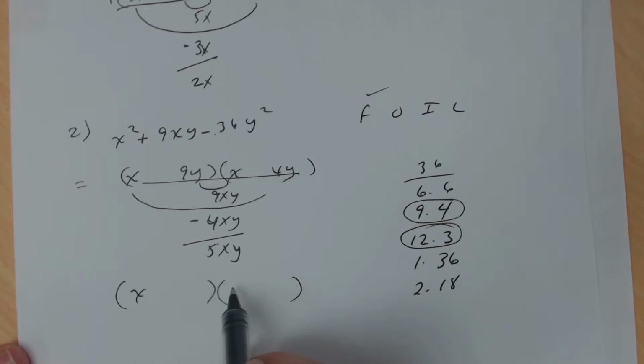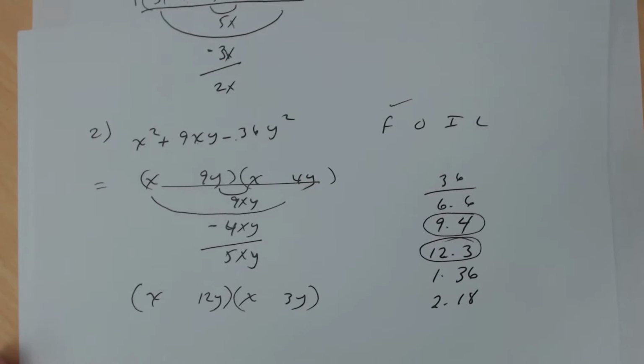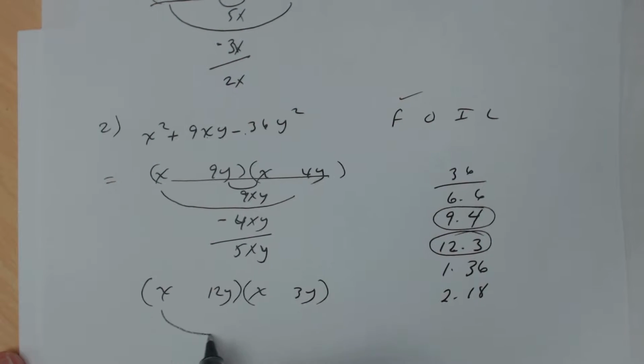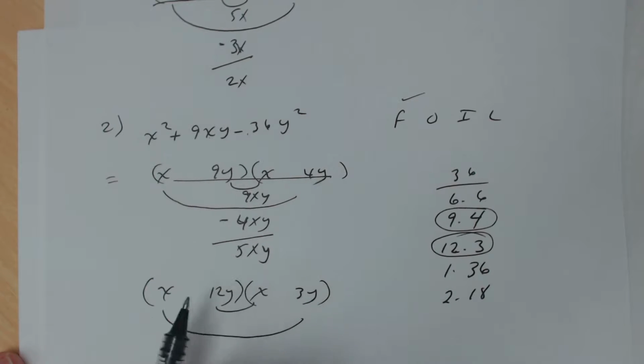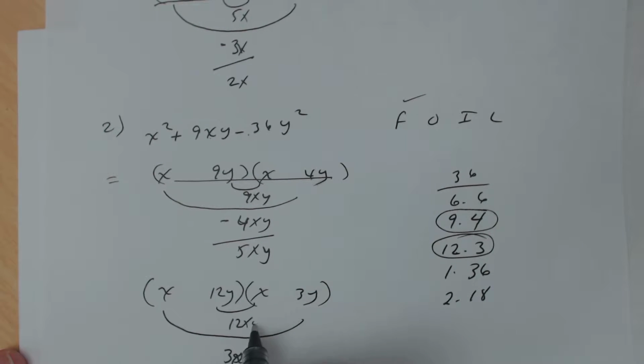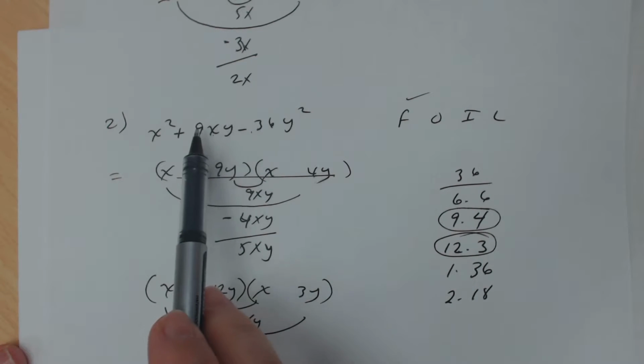All right. So I get x times x, 12y, 3y. So far it looks okay. Do the outer and the inner. Now remember the last sign's negative, so these have to be different. So the outer this time is 3y. The inner is 3xy, 12xy. And the larger of these will take that middle sign.